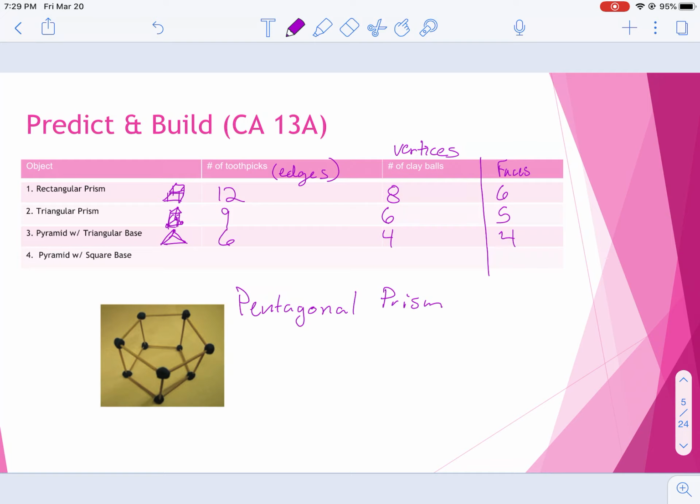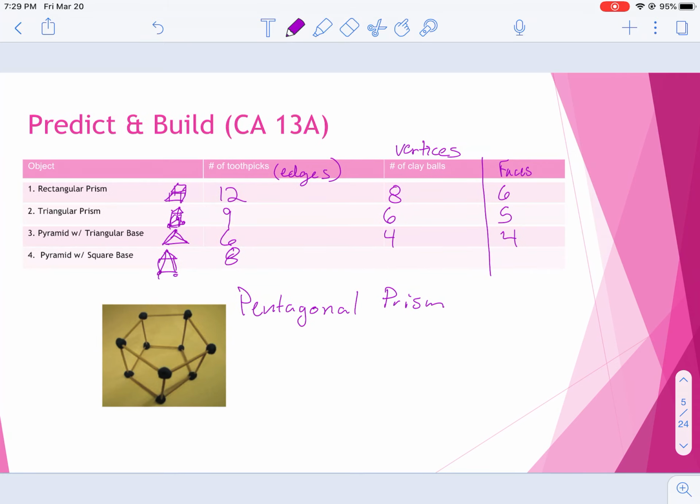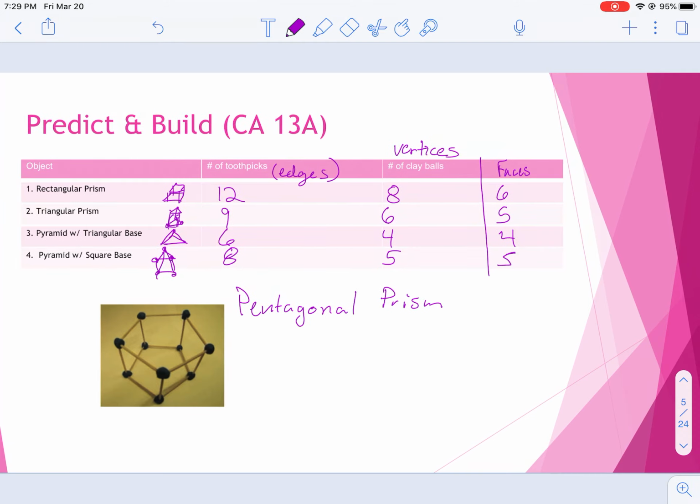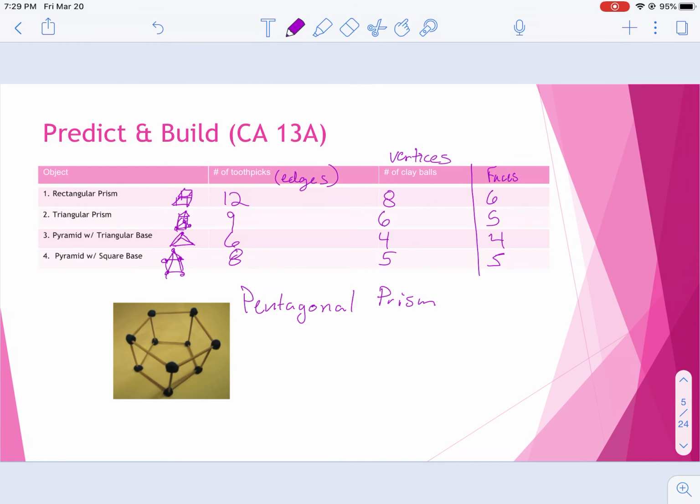How about a pyramid with a square base? Go ahead and pause it and think through that on your own. Alright, so I'm thinking of the base as a square, so that's 4 toothpicks. And then a point up top. I'm going to need 1, 2, 3, 4 toothpicks to go down to the base. So 4 and 4, that gives me 8. How many vertices does it have? 1, 2, 3, 4, and then 1 at the top. That's 5. And how many faces? I've got 4 triangles on the sides, and then 1 square base. So that's a total of 5 faces. Okay.